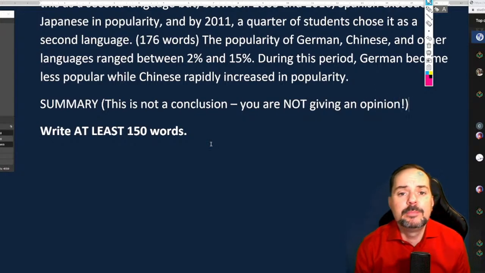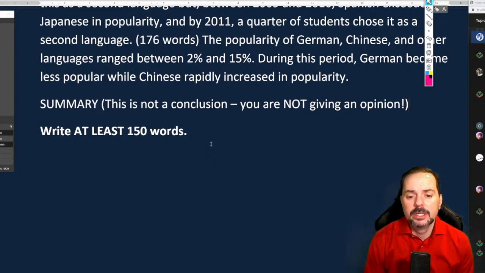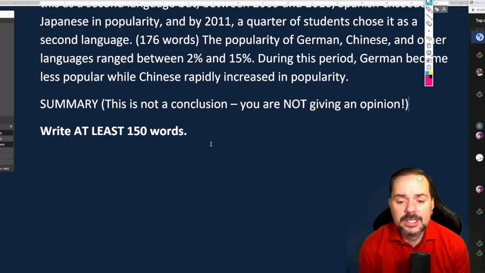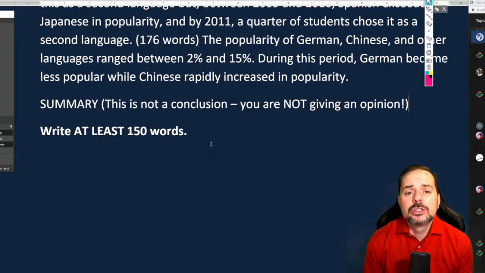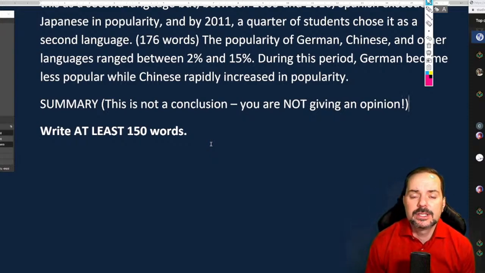Okay, you're not giving an opinion. You will lose marks if you start to give an opinion on the details or the data, okay? So you cannot give an opinion. This is just a summary, okay? This is just a summary, all right?